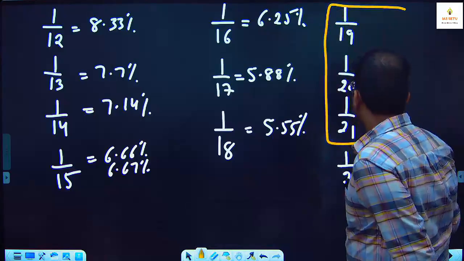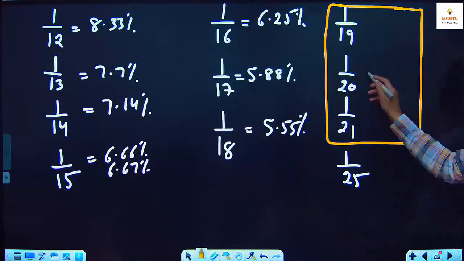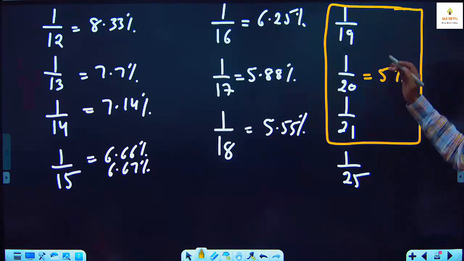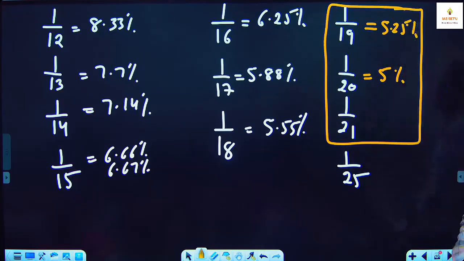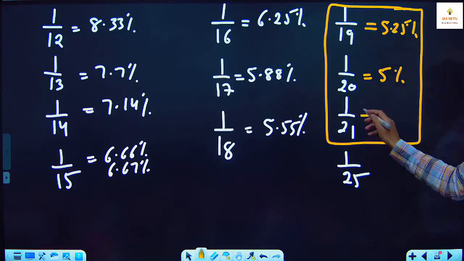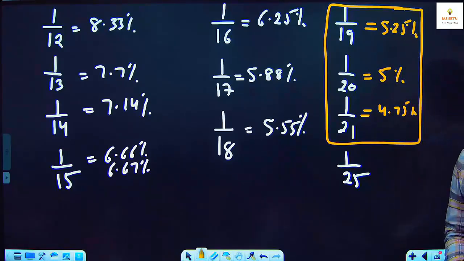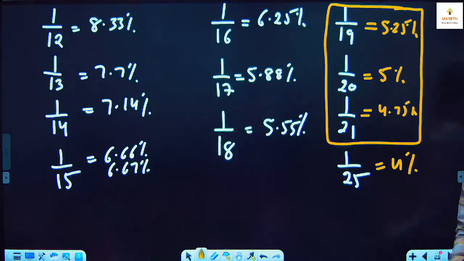This 3 value I remember in a group. I tell you how. 1/20 is 5%. 1/19 is more than 5, 5.25. 5.25. This one is smaller, 4.75. 5.25, 5, 4.75, above and below 5. 1/25 is 4%.